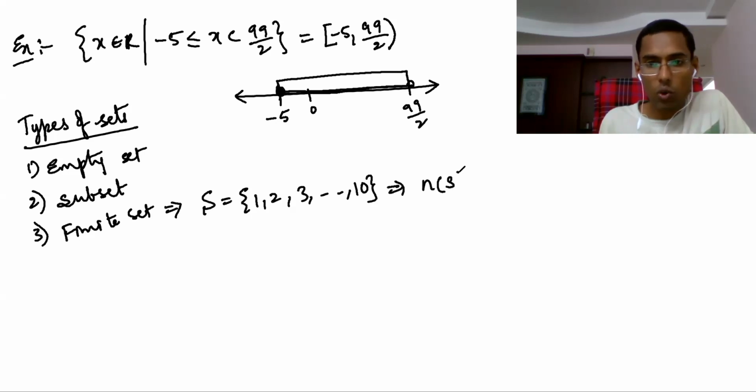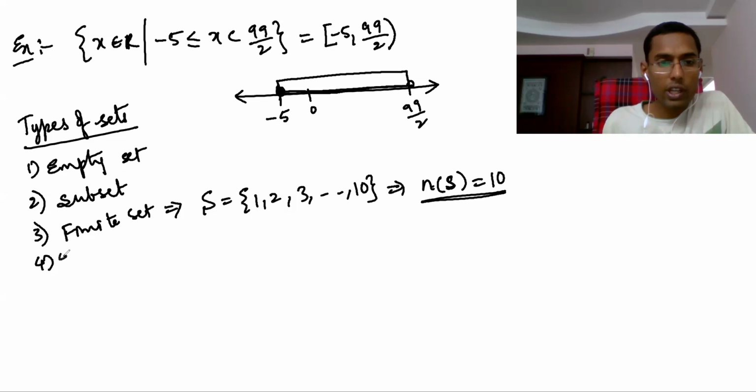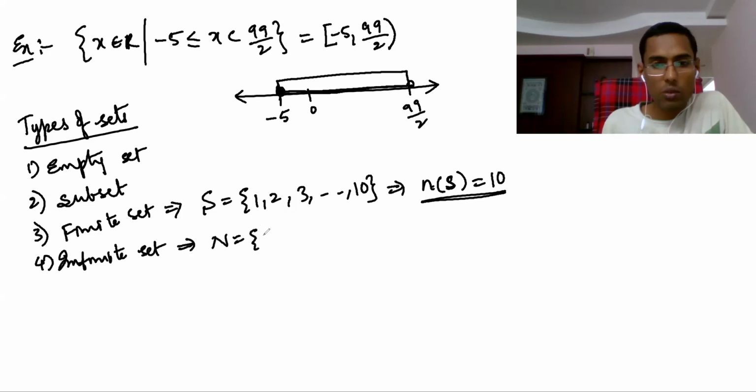n(S) equal to what? This is 10. This is called the cardinal number, the number of elements in S. For a finite set you can find n(S), the number of elements in S, which is 10. It's the cardinal number. Now the infinite set. What is an infinite set? The set of natural numbers, 1, 2, 3, and so on up to infinity. This is an infinite set, so you cannot find the cardinal number or number of elements. Next, there are two sets. One is the universal set.